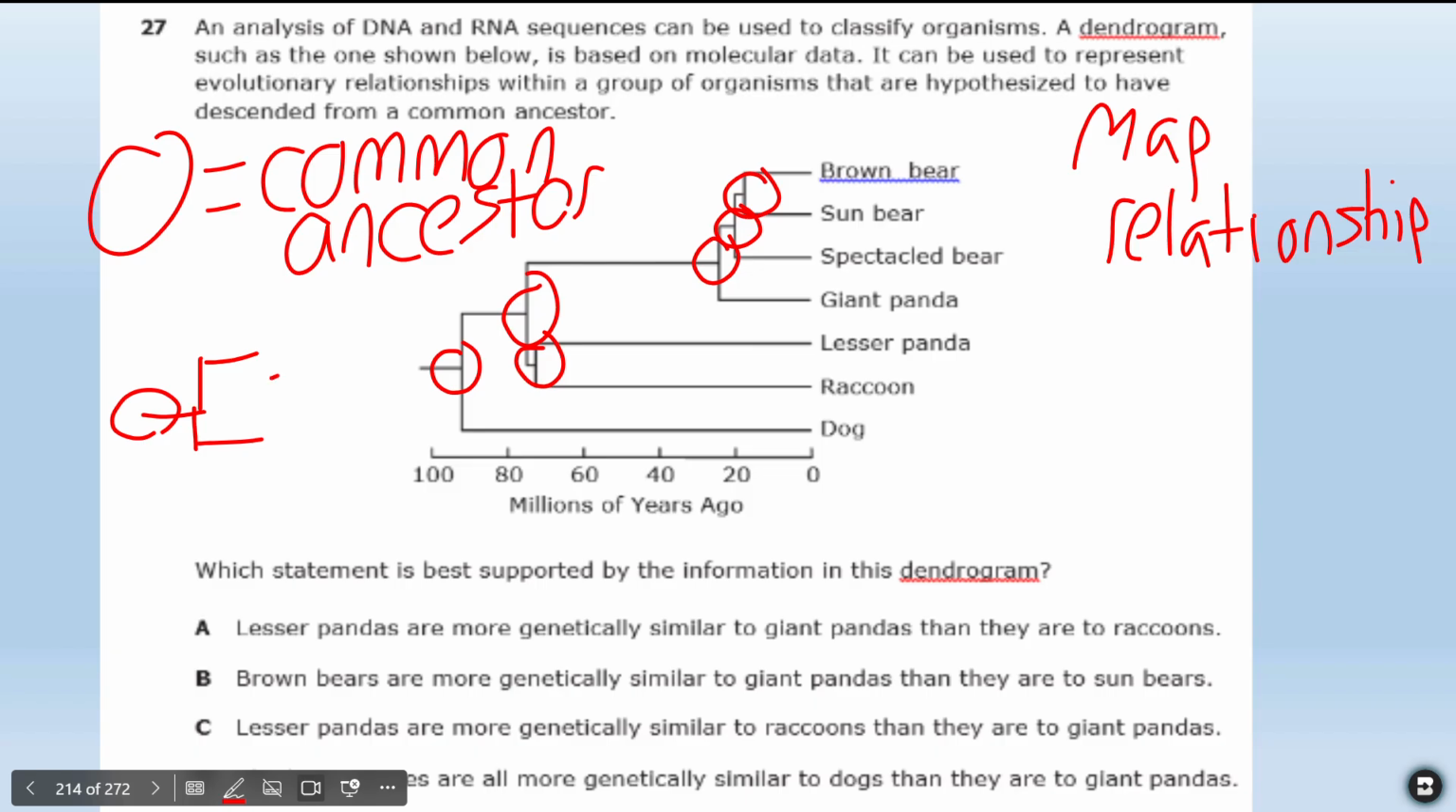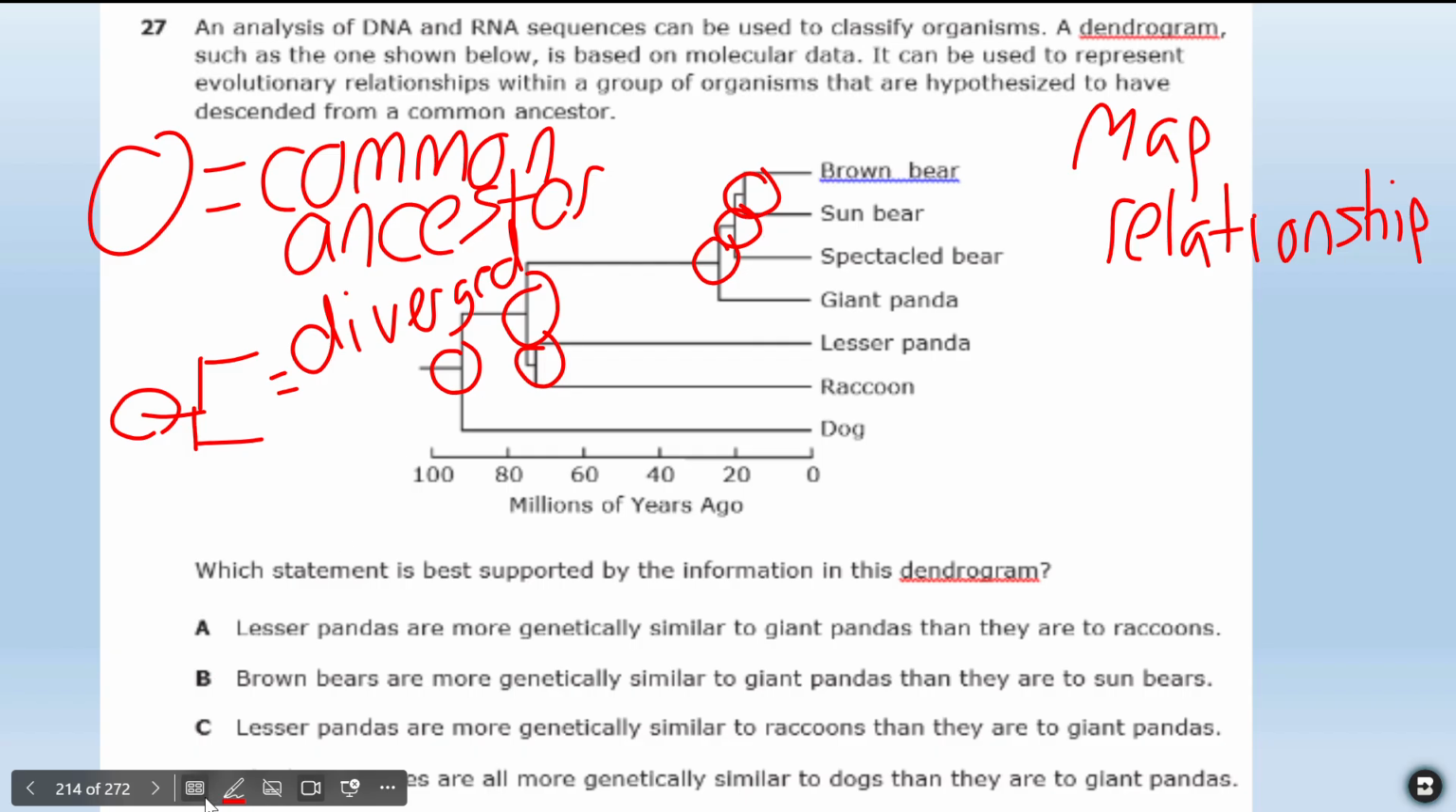This branch point means that they started to divert from each other. They diverged. Now maybe the original ancestor to this sun bear and brown bear here, maybe some of those bears moved to one area, became brown bears. Some moved to another area, became sun bears.